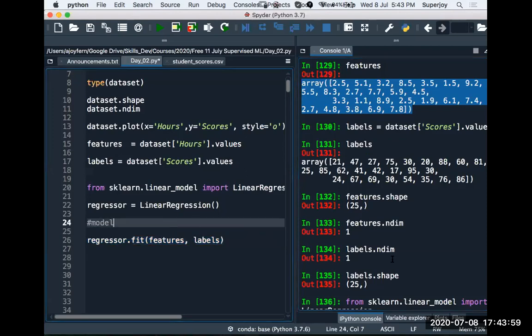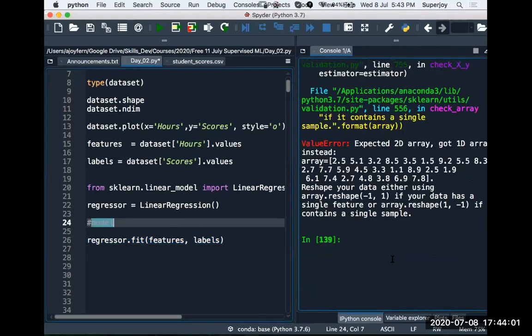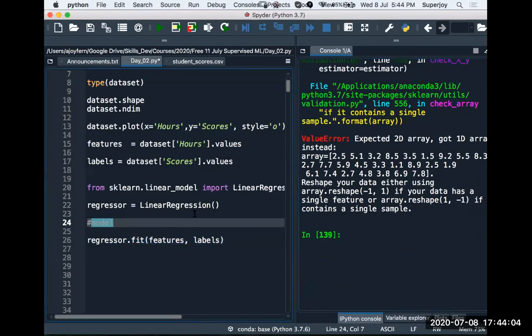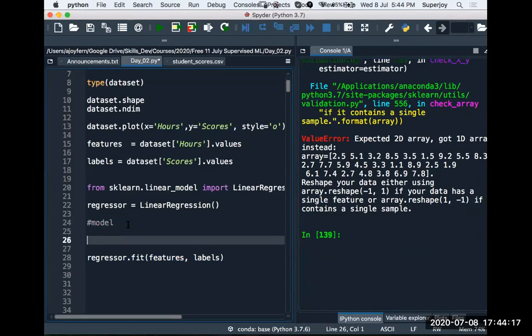So guys, did you understand the problem? Why did the error come? The error came because it needs the data in two-dimensional space, and our data is in one-dimensional. Can we reshape this data, guys? Yes, we can reshape it. How? features.reshape(25, 1). Because there are 25 rows, we just need to add one column to it. Let's run it and see if it works.